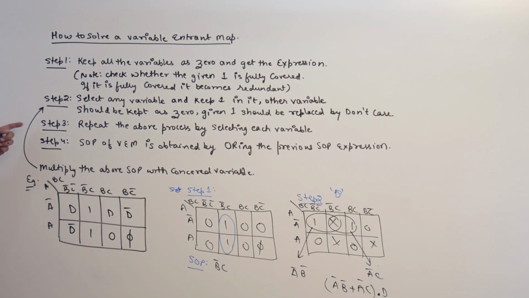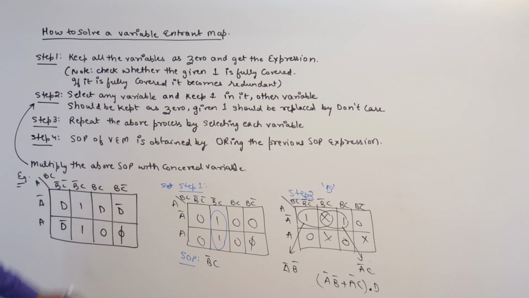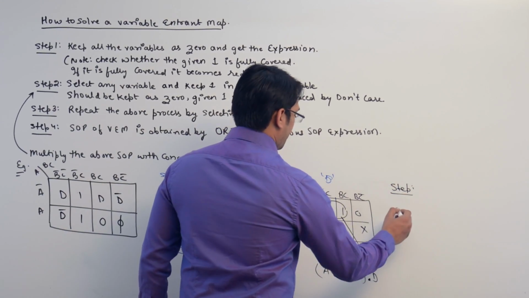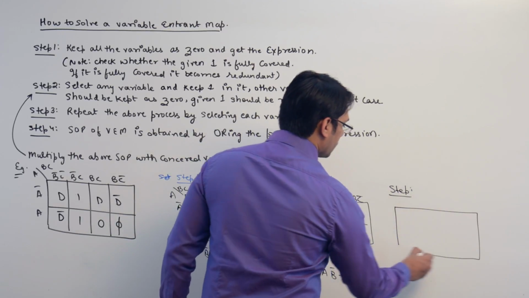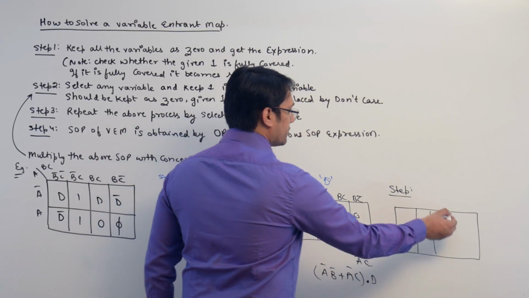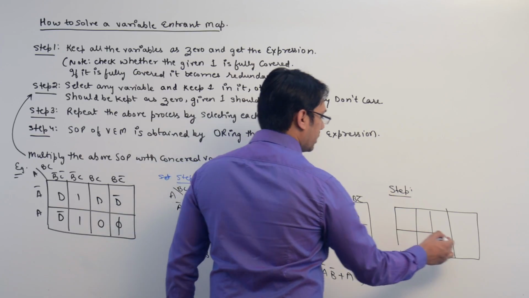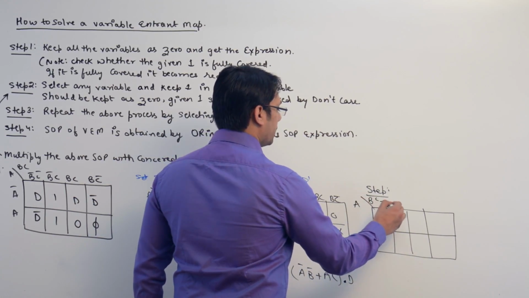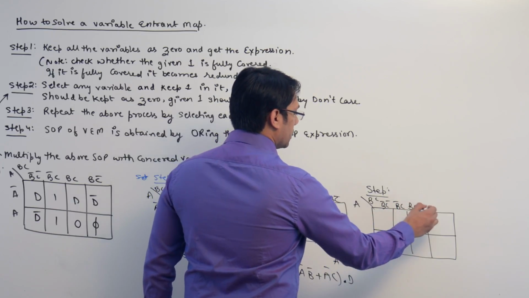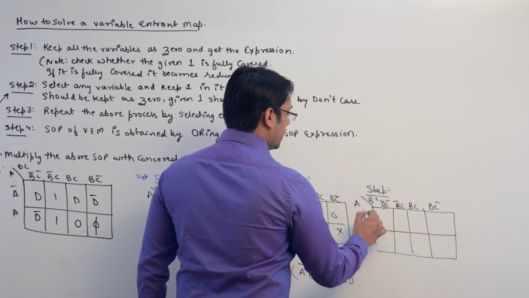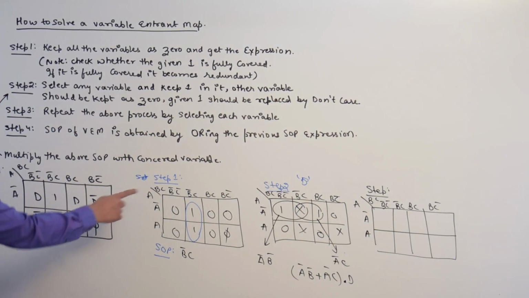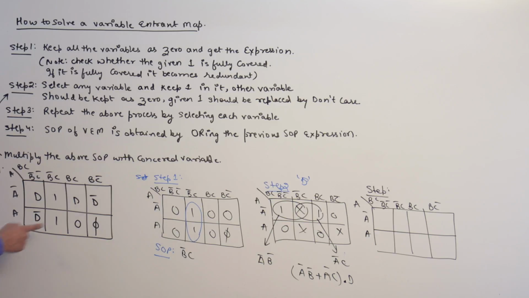Step 3 is to repeat the above step by selecting each variable. For example, we have the variable D. So let us do step 3. In step 3, we are going to take D complement as 1, and we are going to take D as 0. This is A, this is BC, B complement C complement, B complement C, BC, BC complement, A complement, and A. Now in step 3, we are going to solve this K-map for D complement. Keep D complement as 1, keep D as 0, and keep 1 as don't care.